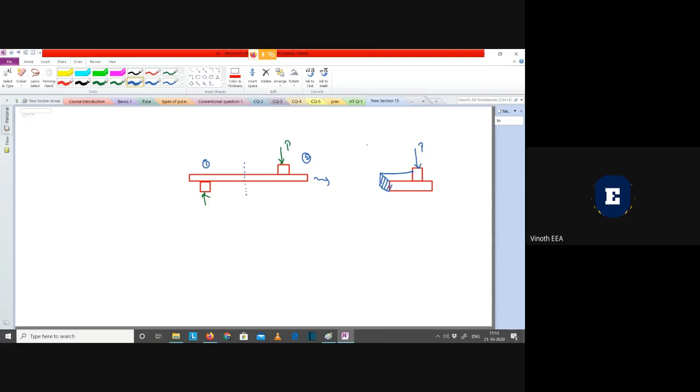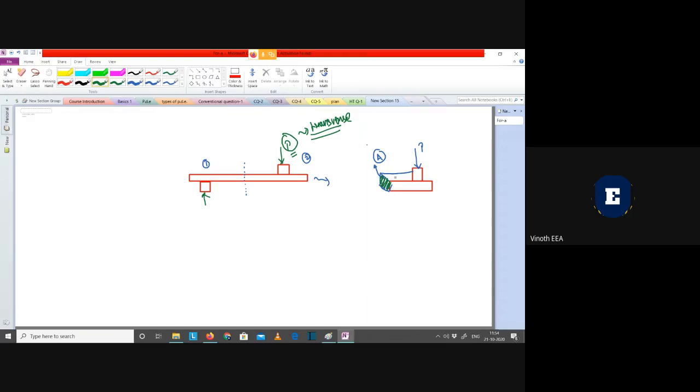I could draw it in three dimensions. So this is the cross section. Let me take the cross-section area to be A. Now there is a force P applied in the transverse direction, and due to this externally applied force, there is going to be some internal resistance created on this cross section.